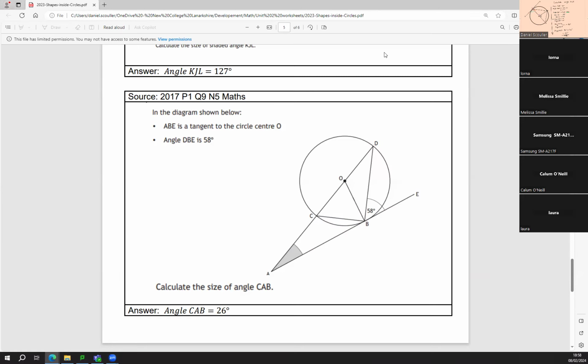What we've got on screen there, guys, is just from the worksheet itself. So 2017, paper 1, question 9. Another 3 marker probably. Try do it. You've got all that information. Have a bash.